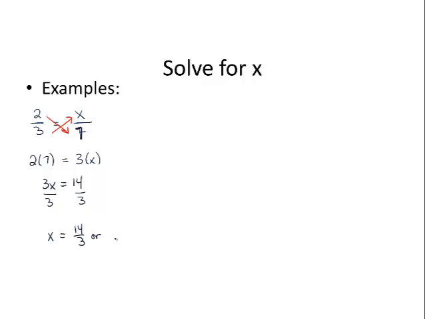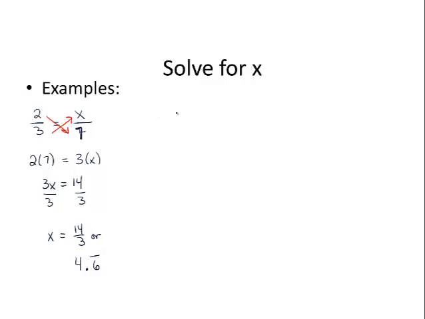Or if you wanted to put it into decimal format, you would get 4.6 repeating. But it's perfectly fine to leave it as an improper fraction. You don't have to go any further, as long as it's reduced. So if it was 28 over 6, you'd make it 14/3 kind of thing. So now we can solve for x.